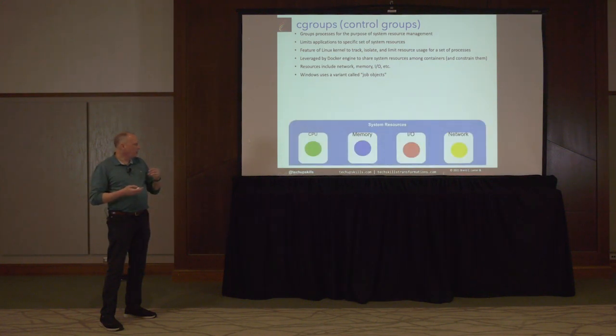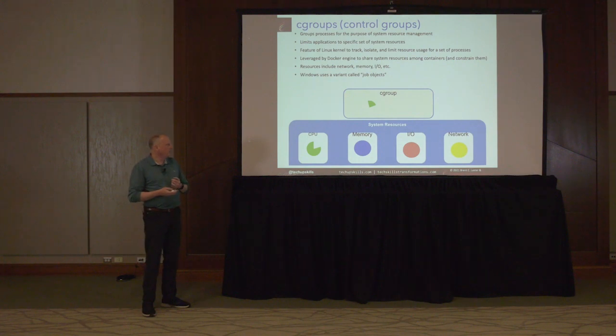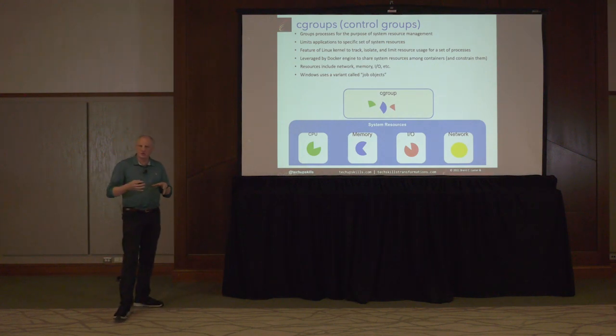So if we think about it from the standpoint of things like CPU, memory, I/O, networking, you might think of these as a pie or a circle, taking a portion of each and putting them together into this control group, or cgroup, that is then used for the images and for the containers. Again, it's the idea of getting pieces of these things, carving out those operating system resources and putting them together to be used.